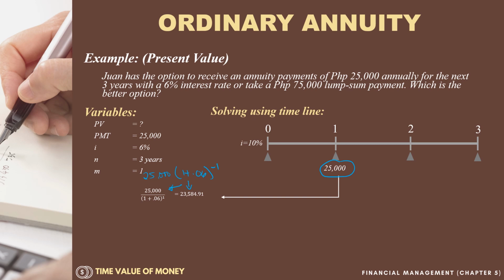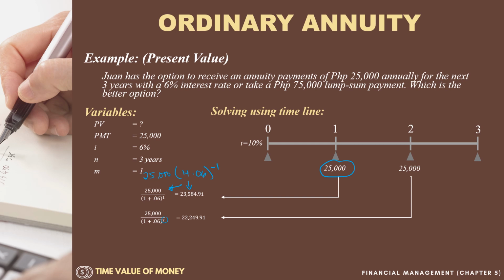Okay, so let's go to year 2. For year 2, we still have 25,000. But since it's already year 2, the exponent here would be 2 also. So 25,000 divided by 1 plus 0.06 to the power of 2 is 22,249.91.